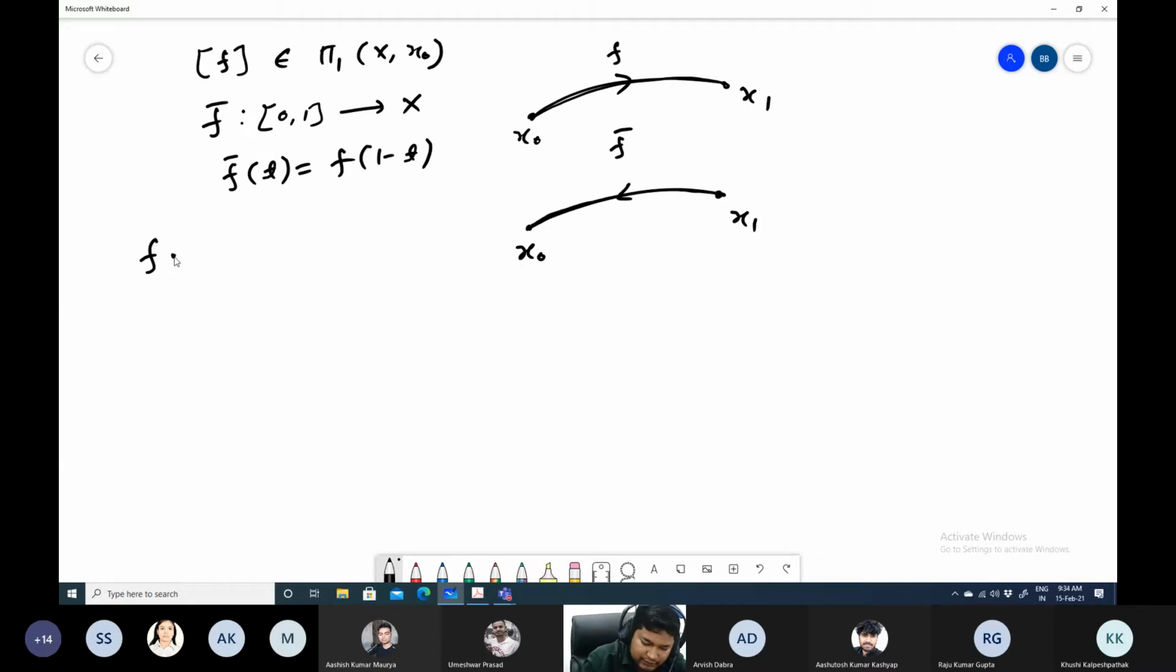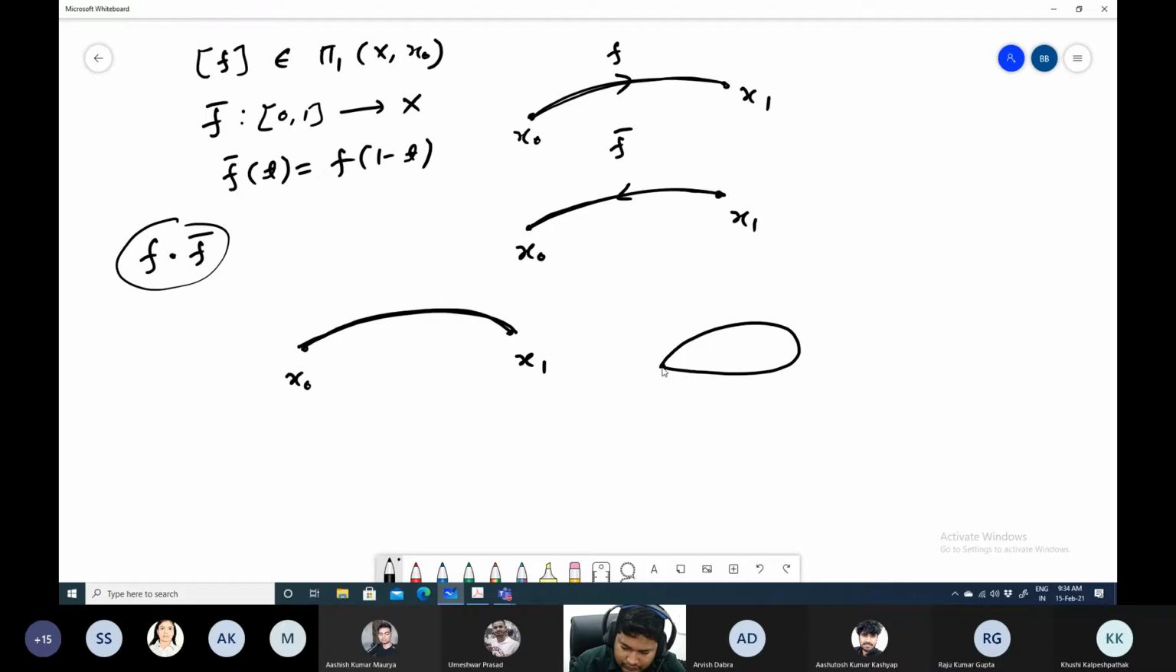So what is f dot f bar in this case? We have 2 points, say x0 and x1. We first go from x0 to x1, in half the time. So from 0 to half, we move from this to this one. And then from half to 1, we come back from this to this. So this is just my path. In this case, this will be a loop. In particular, if f is a loop, this is my f, then f dot f bar will first go to this one and then move back to this. So this is my loop, right? This is my f dot f bar.